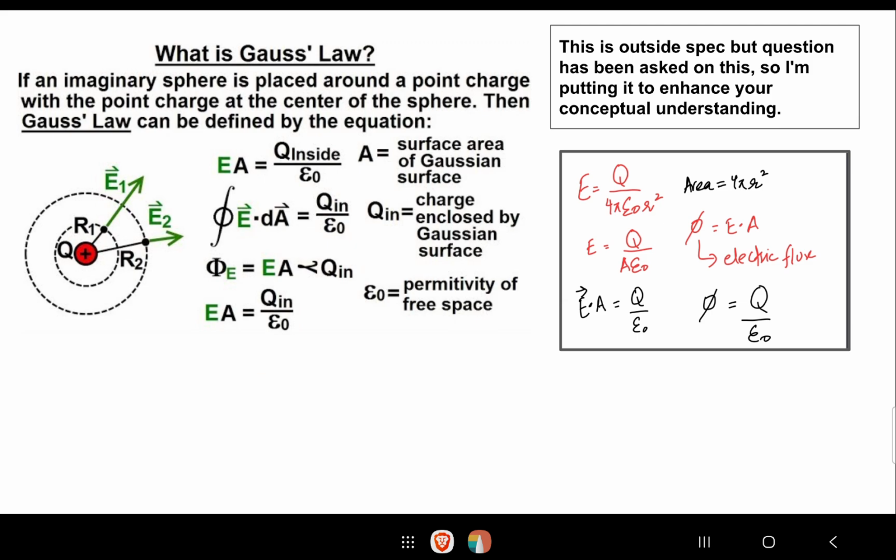So what does Gauss's law say here? It says if an imaginary sphere is placed on a point charge, with the point charge at the center of the sphere, then Gauss's law can be defined as EA equals Q inside divided by epsilon naught. So what does Gauss's law really say, and what does it mean?